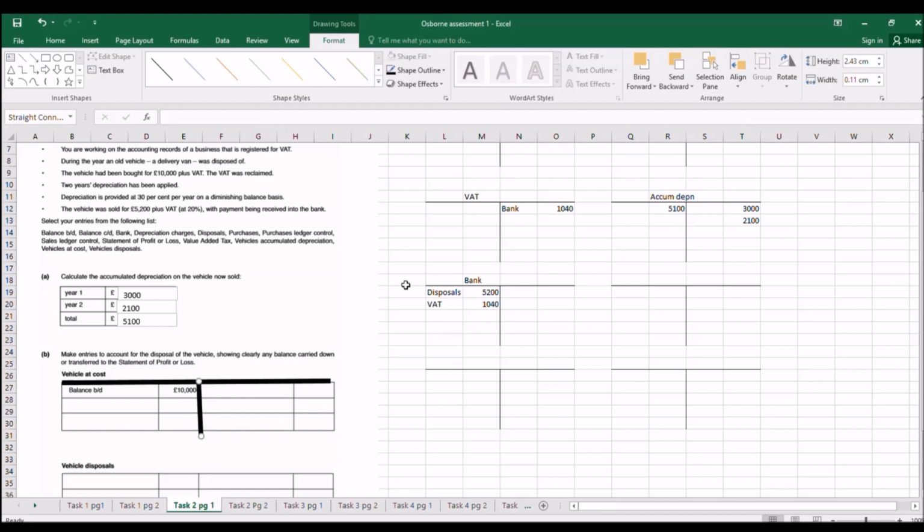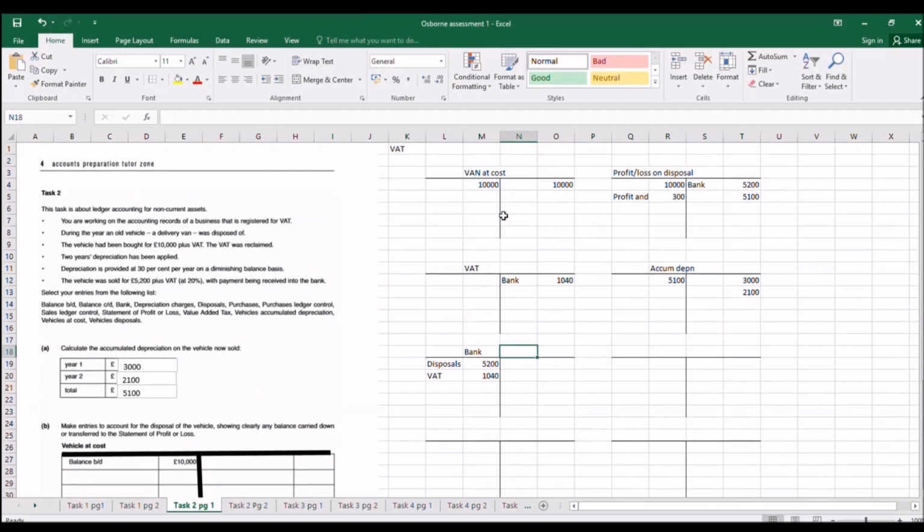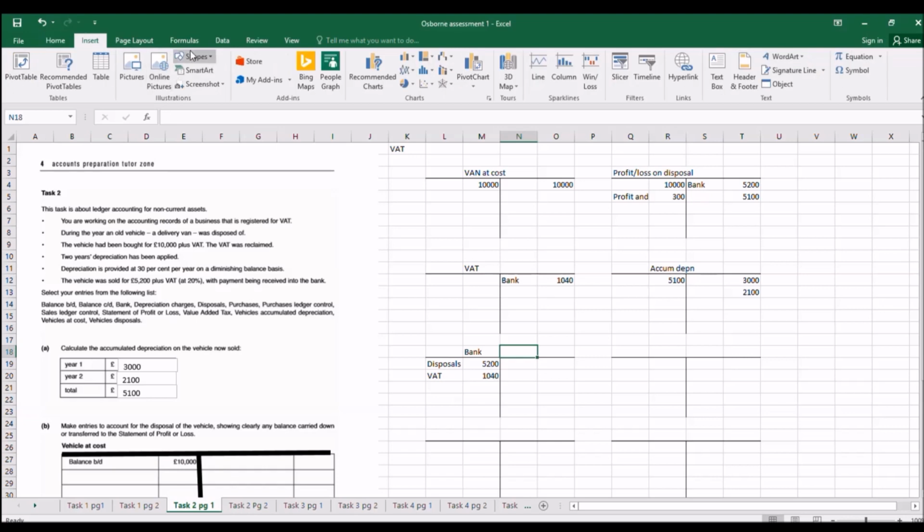So really what we're going to do is take our T accounts over here, and drop them in. So here's our balance brought down in here. So we're now going to have our disposals. Now let's see what we've got available to ourselves. We've got our disposals, yep, we have. So disposals would be here.